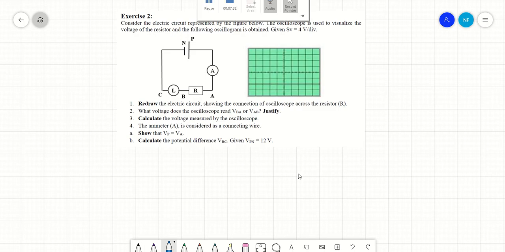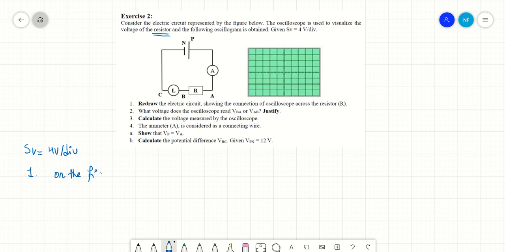Okay, let's now start with the second exercise, exercise 2. Consider the electric circuit represented by the figure below, and the oscilloscope is used to visualize the voltage of the resistor. So the oscilloscope is reading across the terminals of the resistor, and we are given an oscillogram such that SV is equal to 4 volt per division. First of all, we are asked to redraw the electric circuit, showing the connections of the oscilloscope across the resistor. Okay, I will not redraw it, I will write it on the figure.